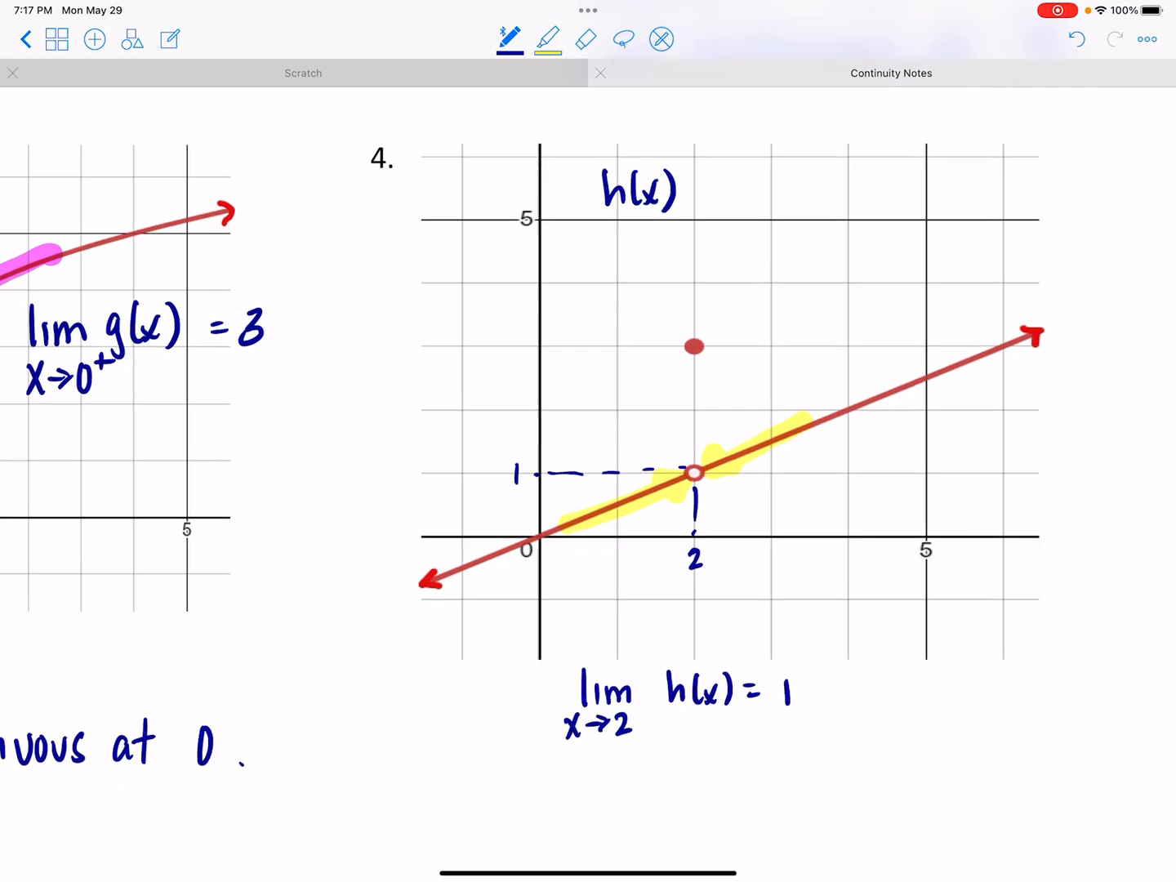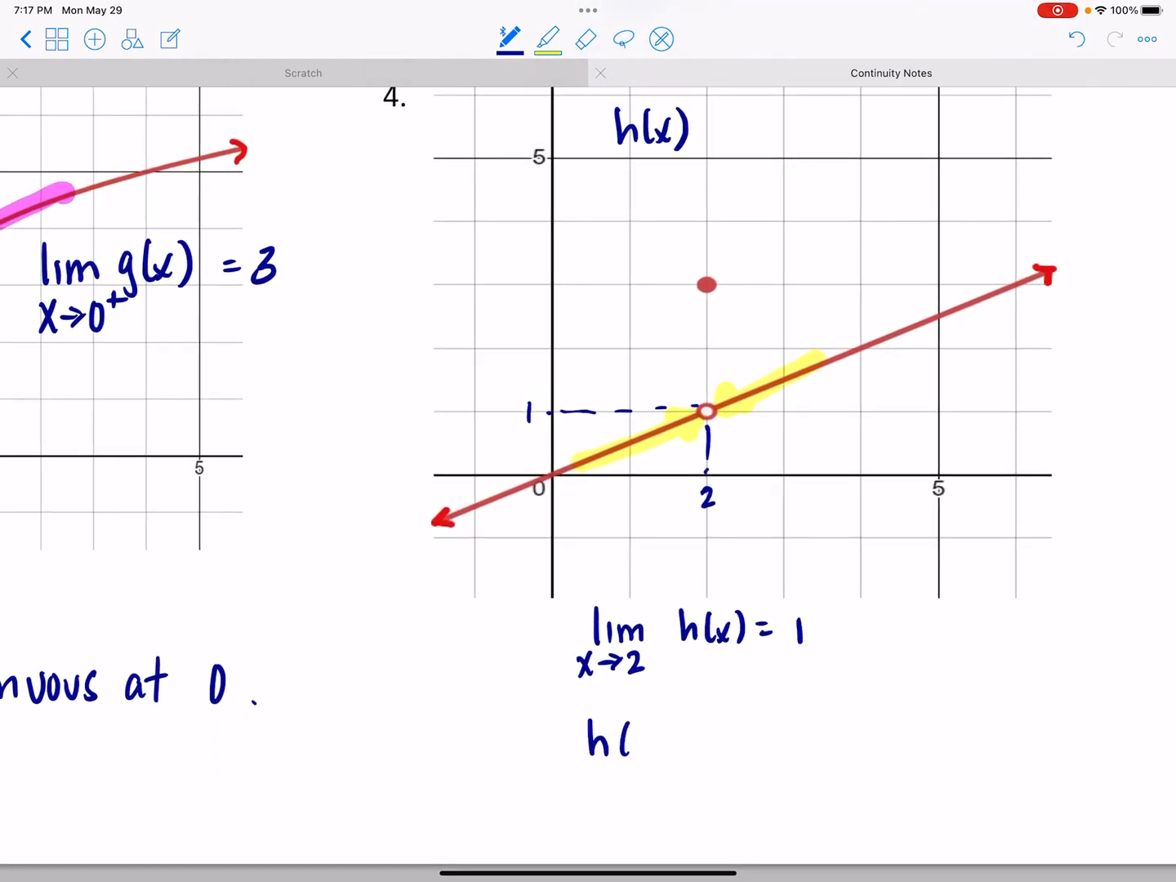However, if I wanted to find h of 2, the limit exists at 2, but if I wanted to find the function value at 2, it is defined here. So this is where our function is defined. That x value of 2 is defined at a y value of 3. So h of 2 is actually equal to 3. And because these two things are not the same, we have a discontinuity in the graph.